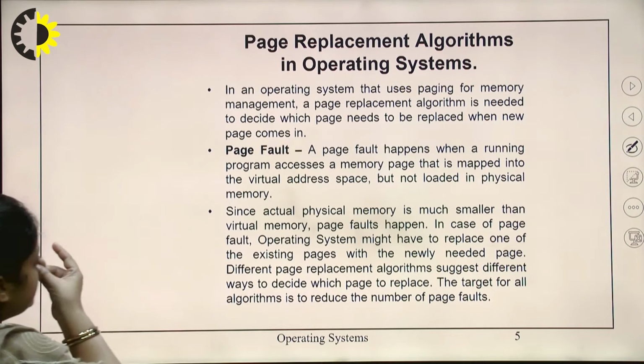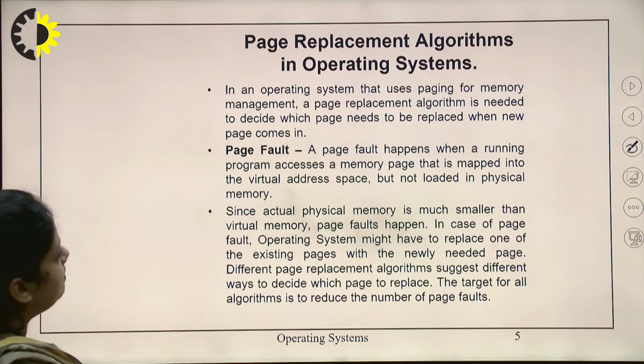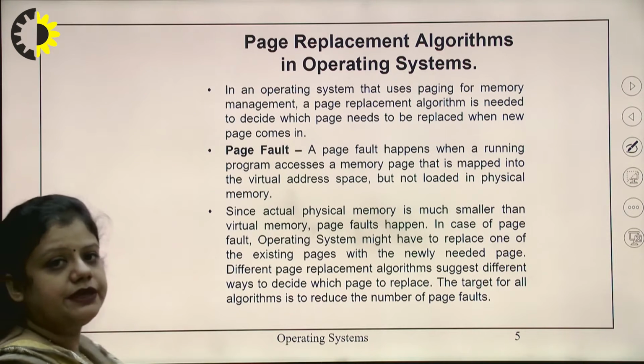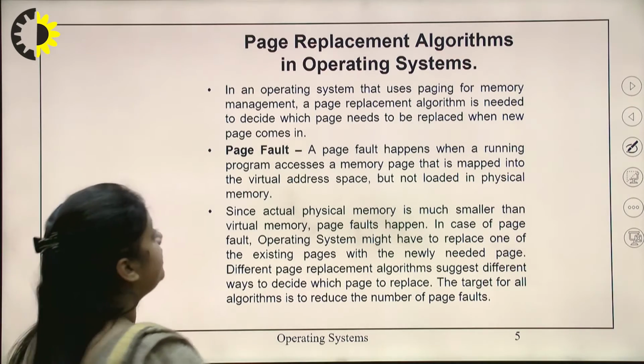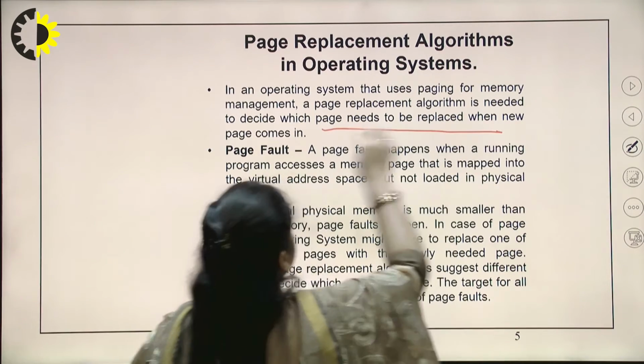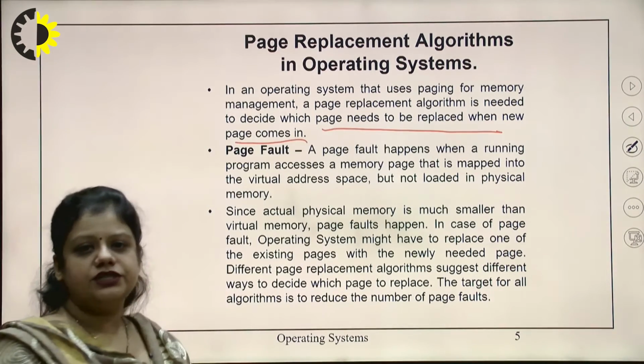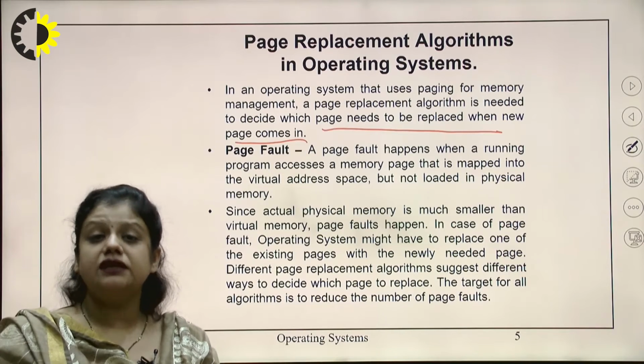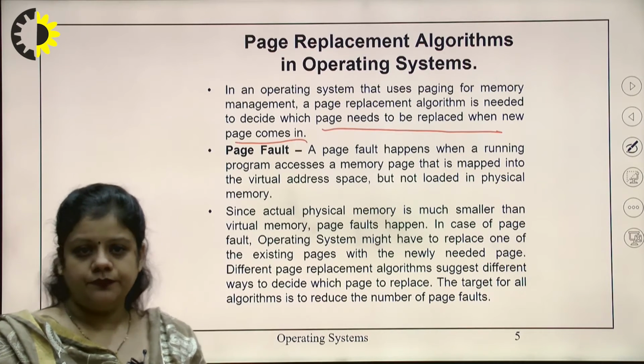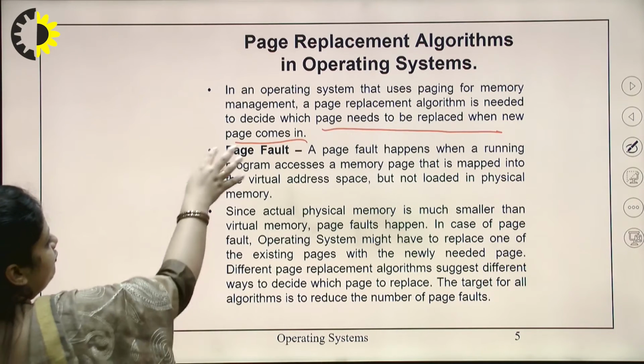In an operating system that uses paging for memory management, a page replacement algorithm is needed to decide which page needs to be replaced whenever a new page is getting in. So a new page has to get in, which page needs to be replaced? As I mentioned before, what is a page fault?